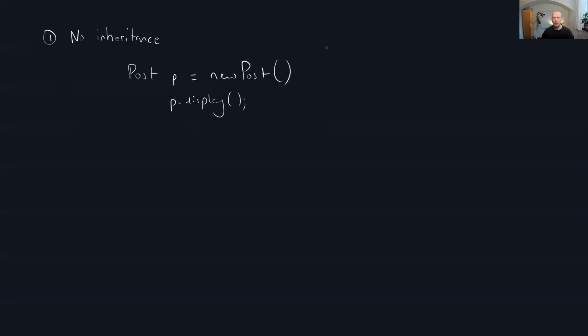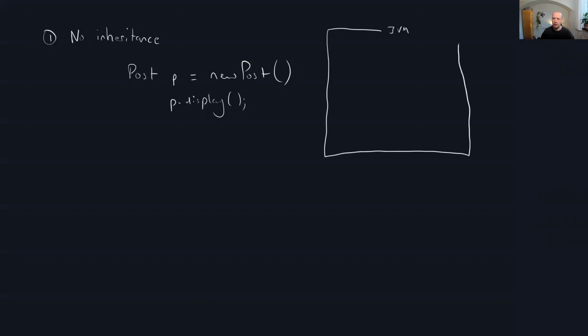So, 3 scenarios to consider. Okay, scenario 1, there is no inheritance. If I have something like Post p = new Post, and we call p.display, this is kind of the simple version, and let's actually draw the JVM so we can understand what's going on.